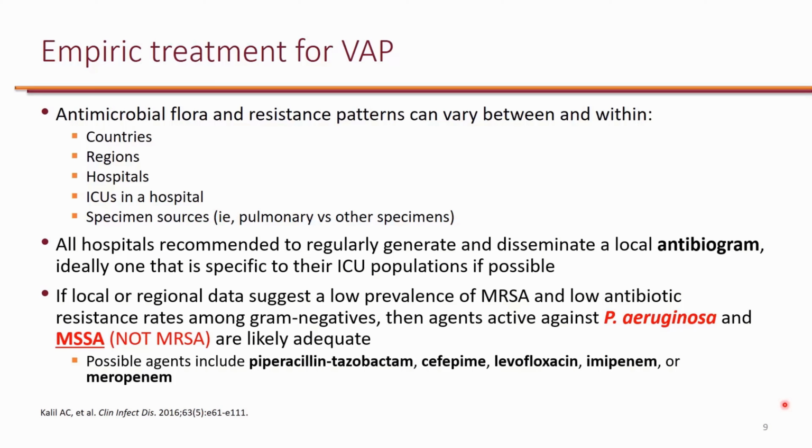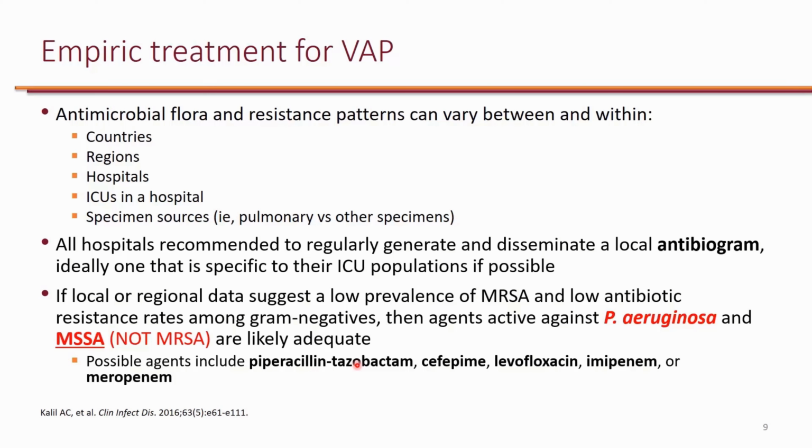Now, one key recommendation from the guideline is that while we want to empirically cover for Staphylococcus aureus, if based on the local resistant patterns it's unlikely to be Staphylococcus aureus that's MRSA, it's probably okay to just cover for MSSA instead of MRSA. Now, in the real world, I haven't really seen any physicians that would not cover MRSA in patients with VAP, but the guideline is making a point that if, based on resistant patterns, it is unlikely to be MRSA, it's probably okay to only target MSSA. And there are some agents that cover Pseudomonas as well as MSSA.